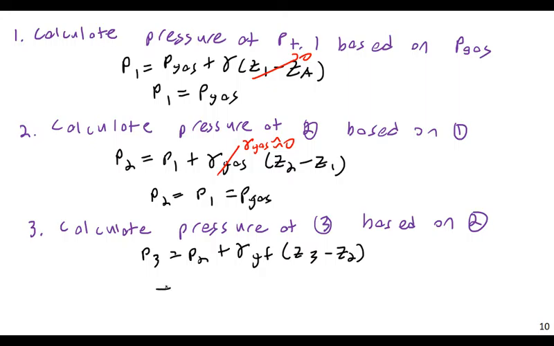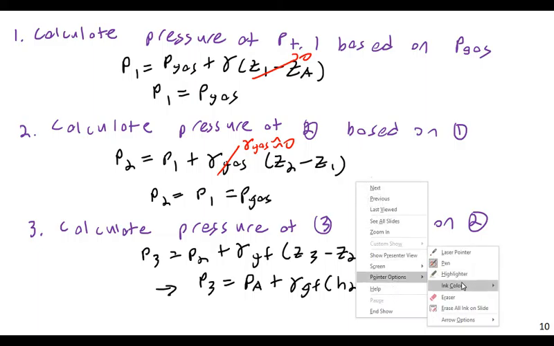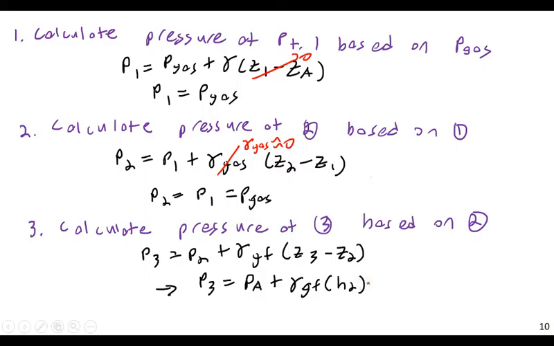This leads us to, inevitably, that P3 equals PA plus gamma GF times H2. P3 equals PA plus gamma GF times H2. Again, we're just saying that the pressure will increase from 2 to 3 based off of the idea that the fluid is going into a lower elevation. The gamma GF represents the specific weight of the gauge fluid, yes.